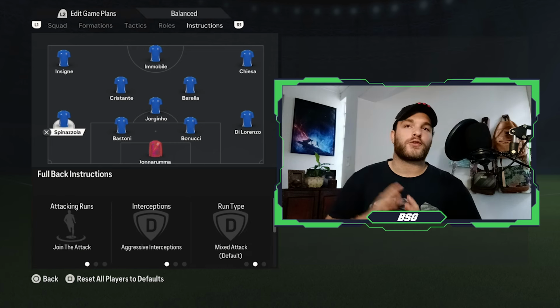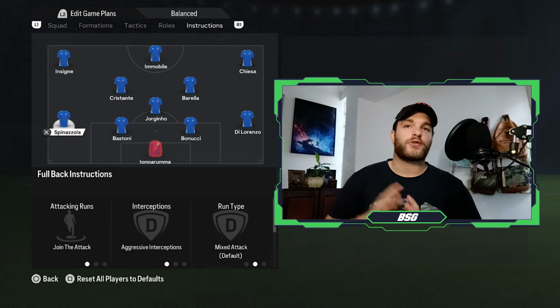The role of your two fullbacks in Spinazzola as well as Di Lorenzo. Now, essentially, Spinazzola was seen as the more attacking fullback of the two, and Di Lorenzo would often try and have a balanced approach, whether it was attacking or defending, and that's why he more or less suited the back three system in shape. For Spinazzola, you want him to join the attack as well as have aggressive interceptions paired up with the step-up approach.